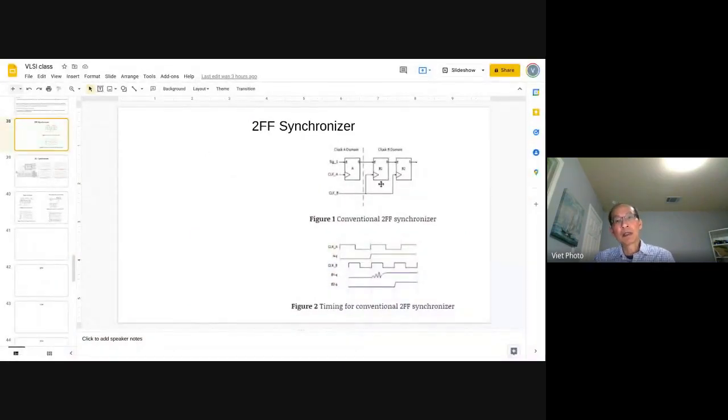All right. So on the right are the 2 flops connected together, and that is the synchronizer. On the left is clock A, on the right is clock B. So clock A and clock B, you can see they are asynchronous, right? Nothing to do with each other. Now when you have the data signal come in, right?